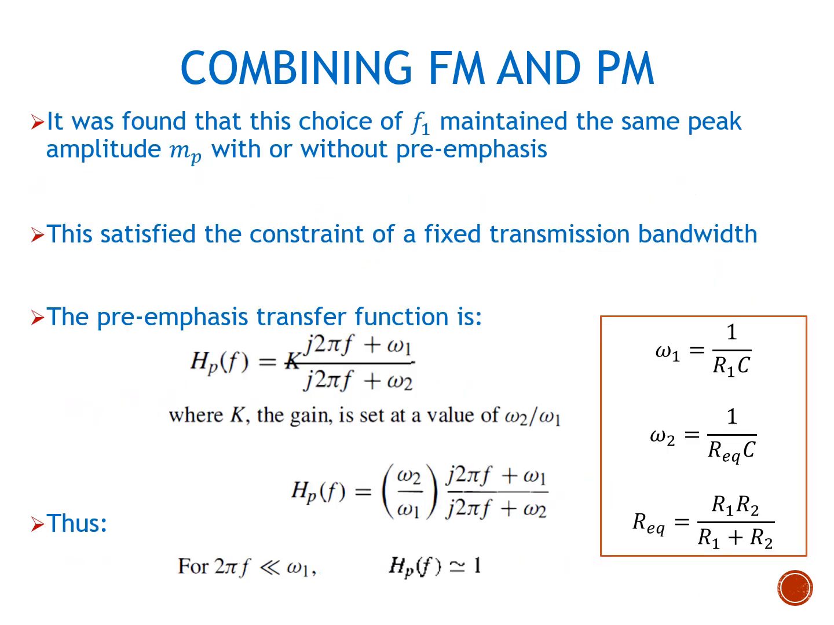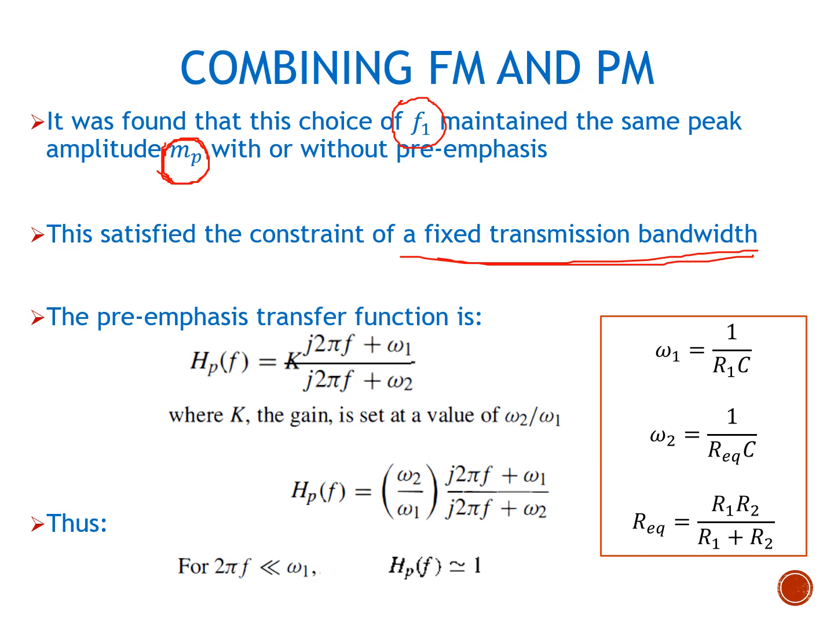Now it was found that this choice of f1, that is 2.1 kilohertz, maintained the same peak amplitude mp with or without pre-emphasis. We want to keep this amplitude mp for our audio signal almost the same. That's why it was observed experimentally that by using 2.1 kilohertz we get the best performance. This satisfied the constraint of a fixed transmission bandwidth. Since the bandwidth in FM and PM is dependent upon the amplitude of the message signal, if this amplitude remains constant, the required bandwidth will remain constant.